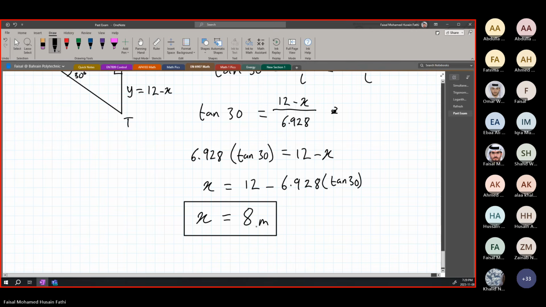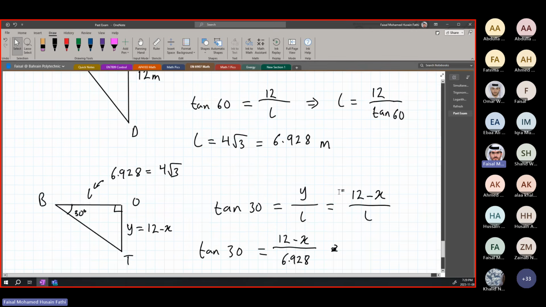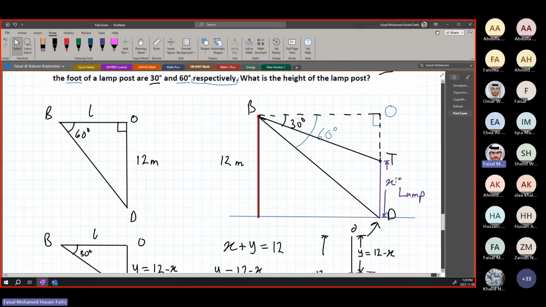So this is the final answer. The x value is the height of the lamp and we got it. Very simple, but I will recap very quickly. We look at the triangles where we have the angles known.